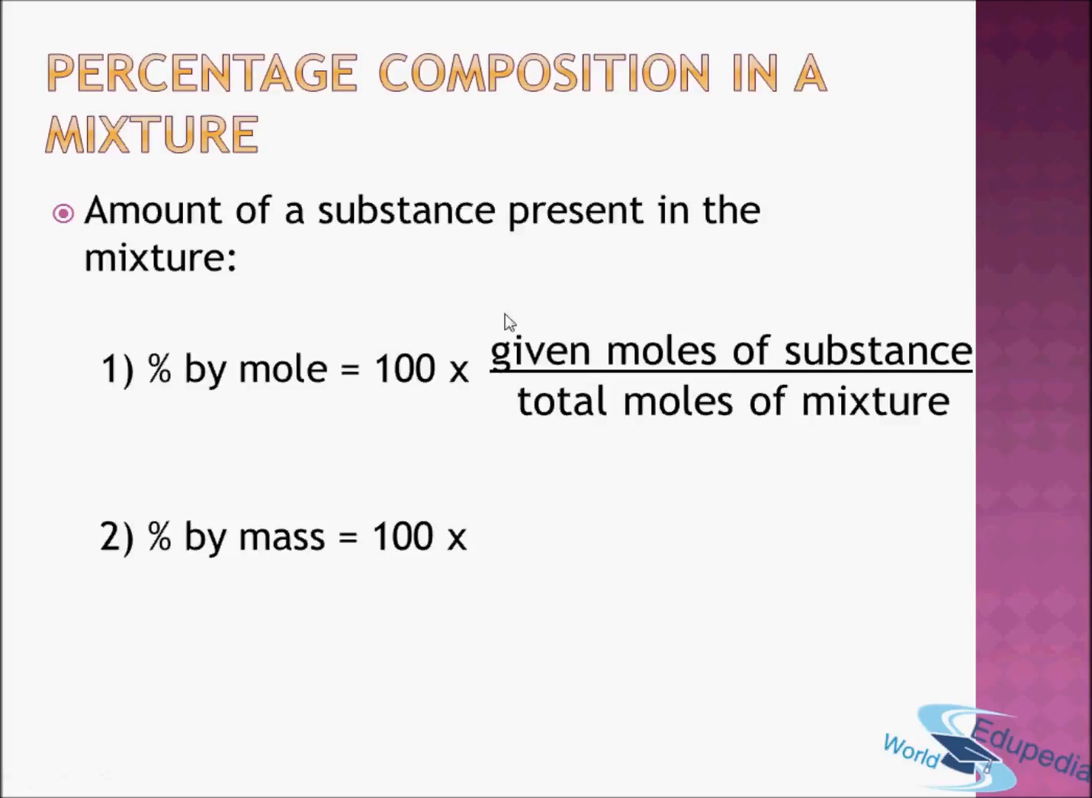Similarly, 0.5, that is given mole of ammonia. So 0.5 divided by total moles, that is 2, multiplied by 100, will give me percentage by mole of ammonia in the mixture.